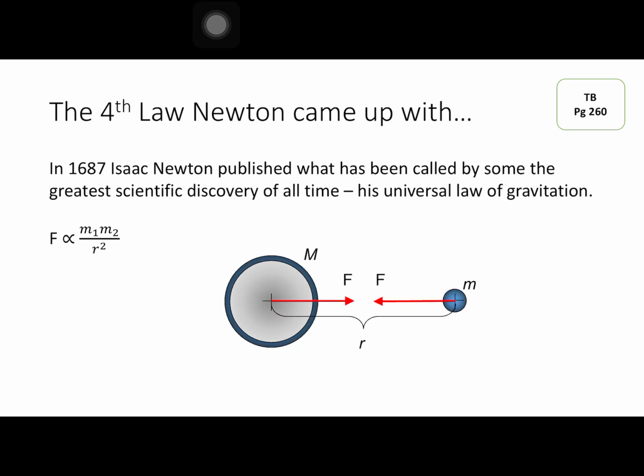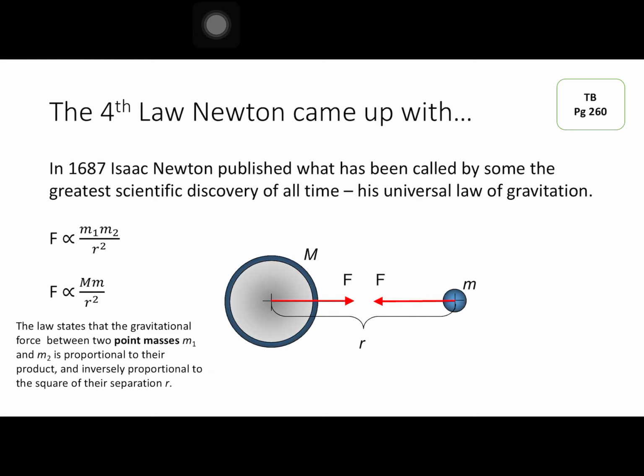So this is the 4th law that Newton came up with. And some people call this the greatest scientific discovery, which is his universal law of gravitation. Now, what does the universal law of gravitation say? It says that the gravitational force between 2 point masses, so this object and this object here, is proportional to their product. So if I multiply them together, and inversely proportional to the square of their separation.